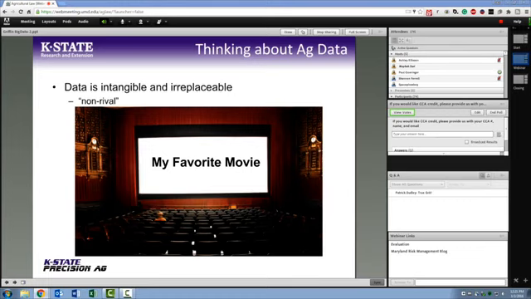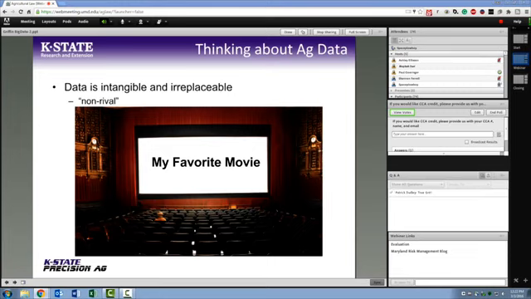When you saw Star Wars, and I saw it later, did I diminish the value that you received from watching the movie when I did? Or you can think of it as a book. When someone else read the book that you read, did it diminish the value that you received? An agricultural example could be weather information. And they can all consume the same weather information without diminishing the value to any one person. Ag data is the same way.